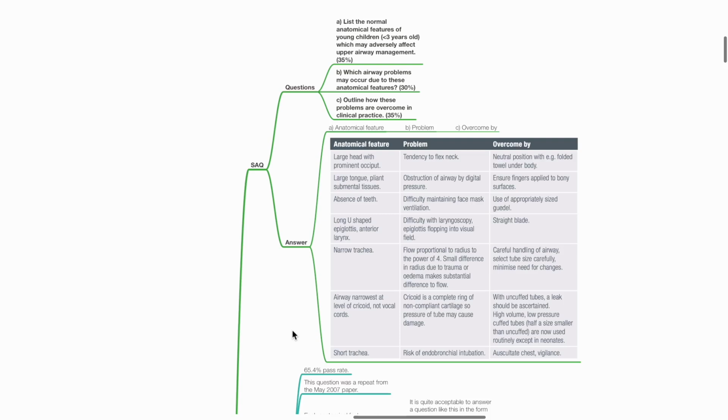Next anatomical feature is short trachea. There is risk of endobronchial intubation. Ensure equal air entry on auscultation bilaterally. Ensure vigilance to monitor for endobronchial intubation.